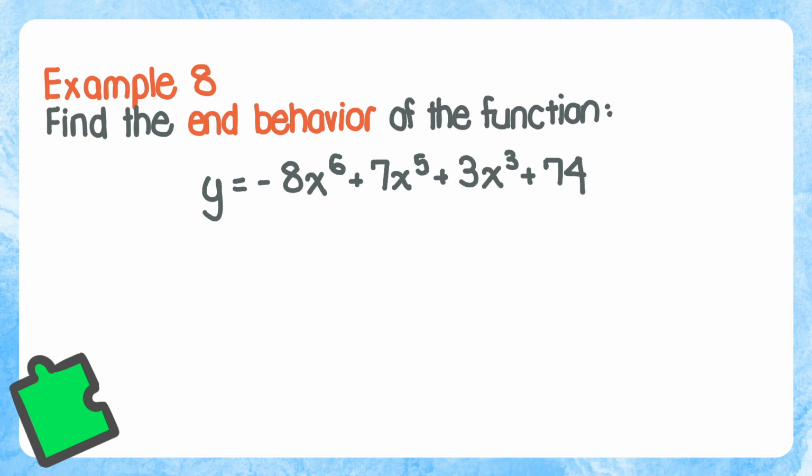This is your last example on Edpuzzle. Please find the end behavior of this function. Okay, let's read this. Y equals negative 8x to the power of 6 plus 7x to the power of 5 plus 3x cubed plus 74. Even though there's a lot going on in this function, just think about the leading term. Is it an odd degree function or an even degree function? And also, is the leading coefficient positive or negative?